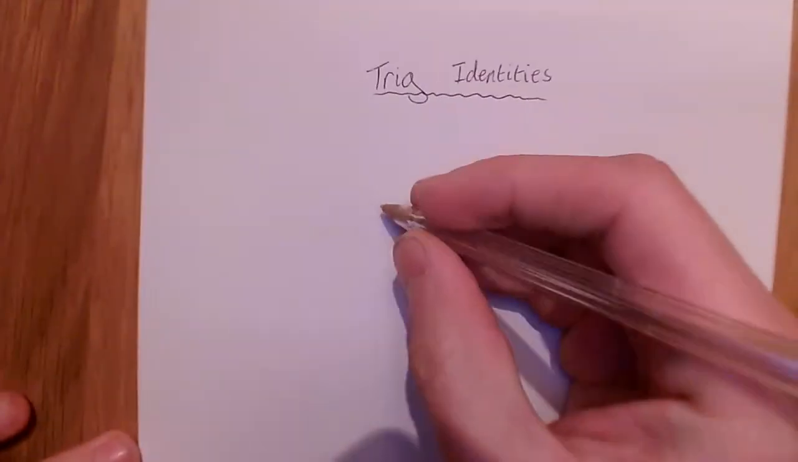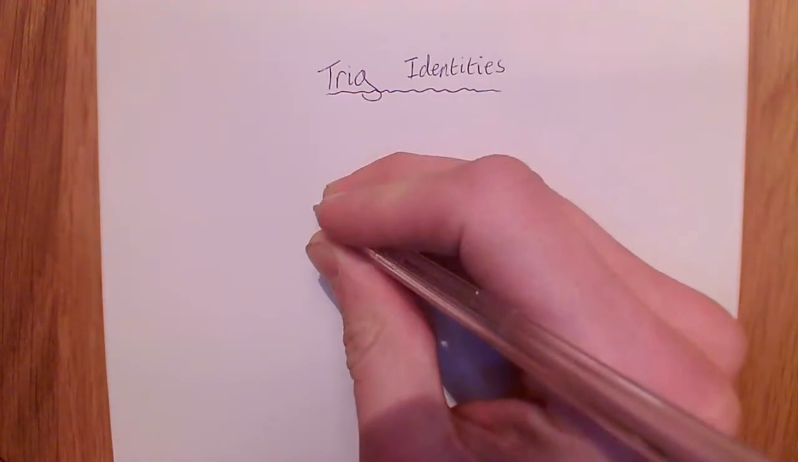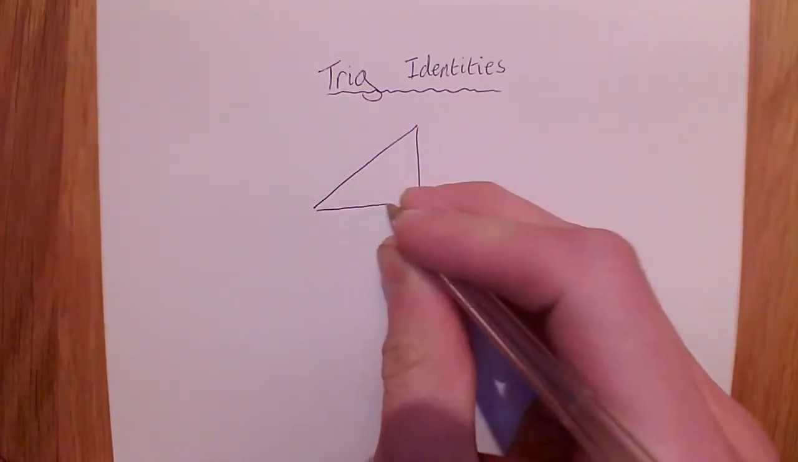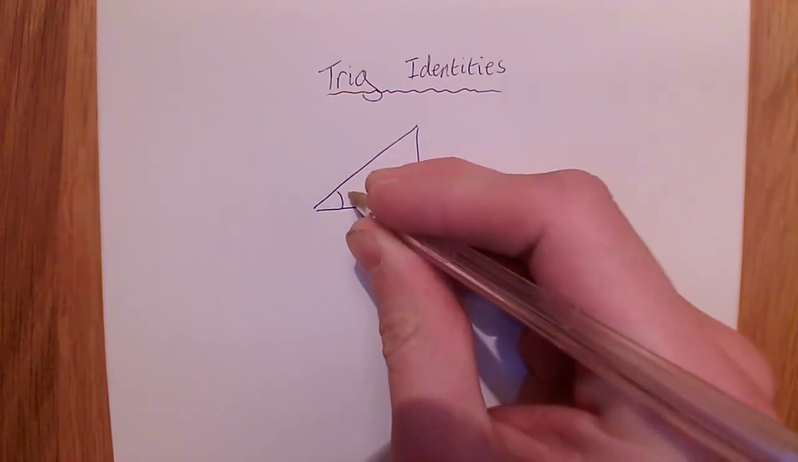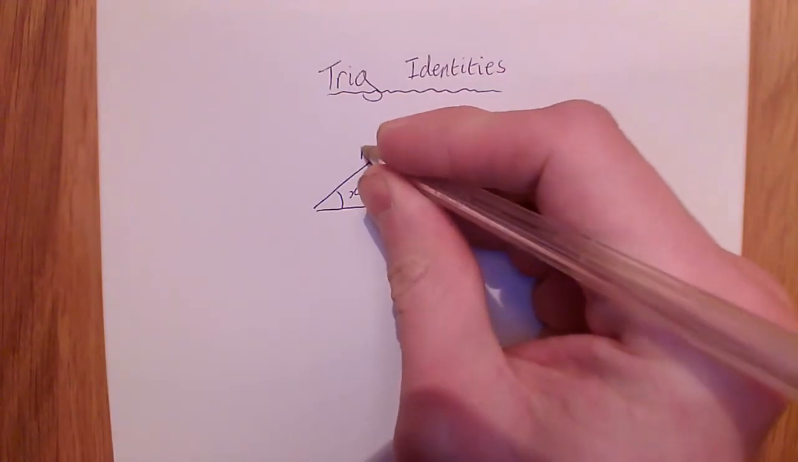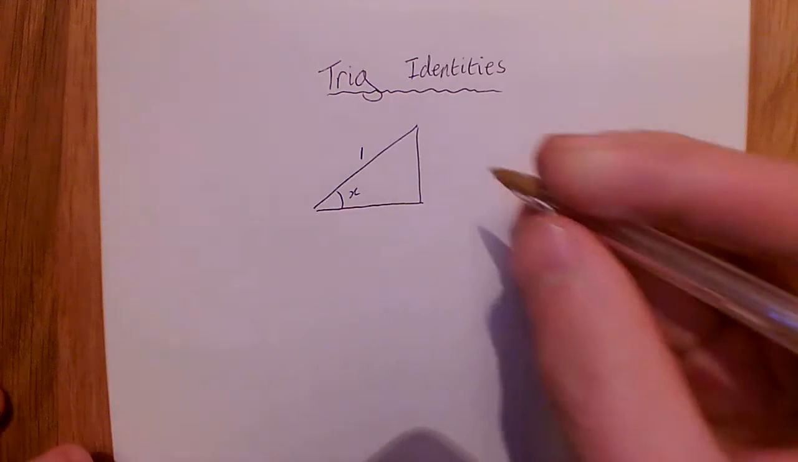So there is one key triangle that is going to give us both our trig identities. And that triangle is one where we have an angle, and I'm going to give that angle a special name. We're going to call the angle x. And the thing that makes this triangle very special is I'm going to give it a hypotenuse of 1.